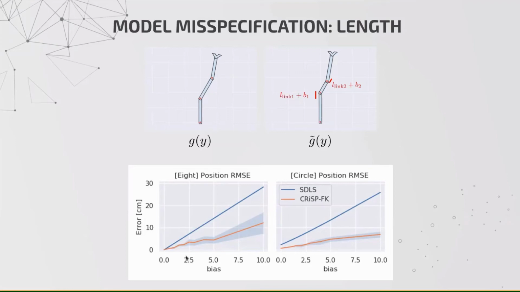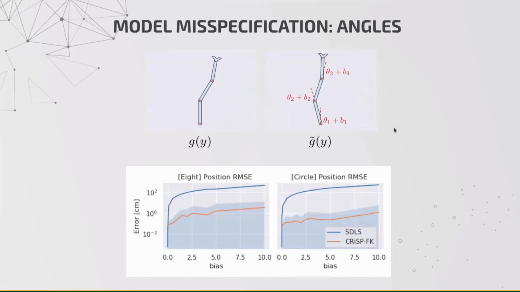But we can see here that as the error, so the bias in G tilde, increases, obviously both methods have their average error increasing, but our proposed method, CRiSP, is much more robust and much more precise than the analytic one. And actually, this trend can also be observed when we try a different kind of bias in the G tilde, in this case in the angles at the joints. Again, CRiSP-FK, since it's a data-driven method that can look at a lot of different examples, is much more robust to the bias introduced in the G tilde when compared to the analytic method.